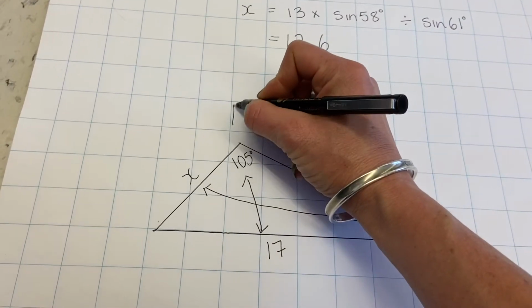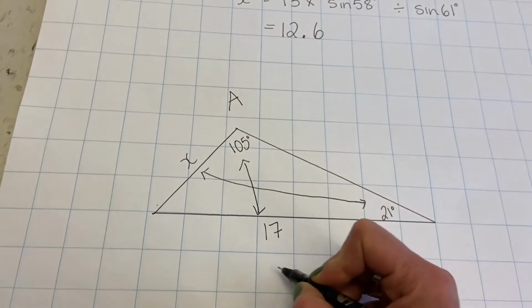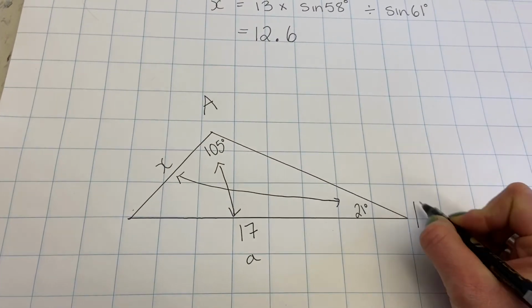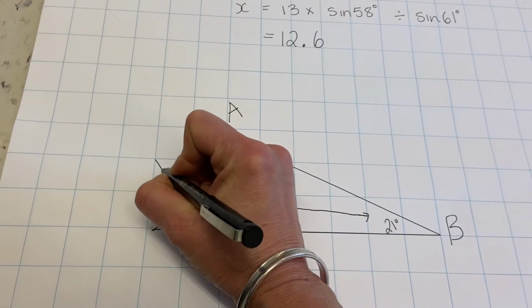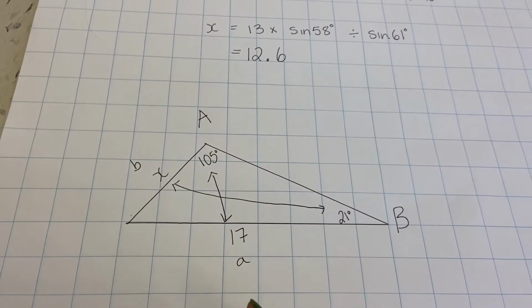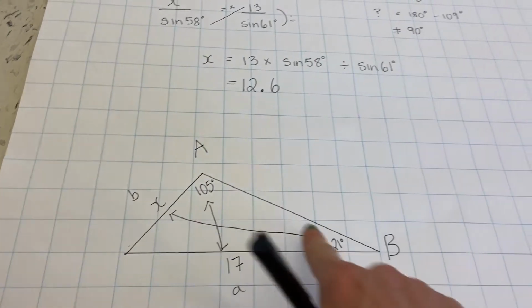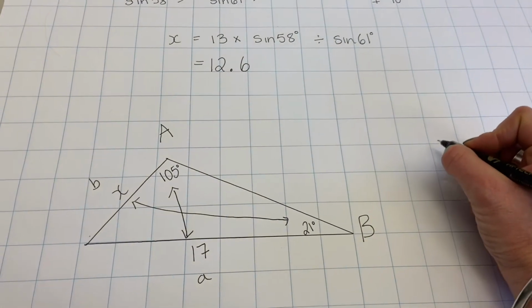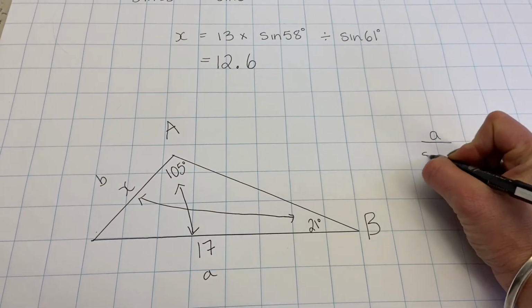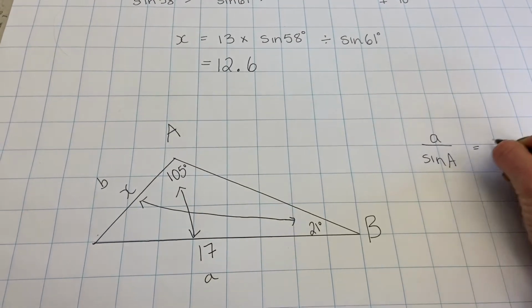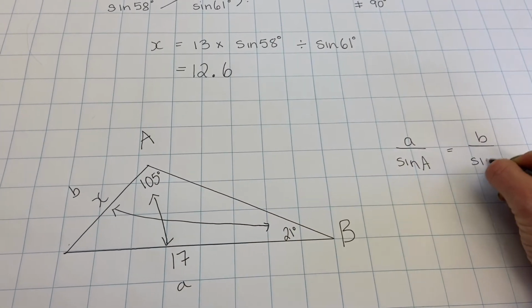Let's call this A. And so that means this is little a. And let's call this B. So that means this is little b. So I'm going to do A over sine A is equal to B over sine B. So I have A over sine A is equal to B over sine B.